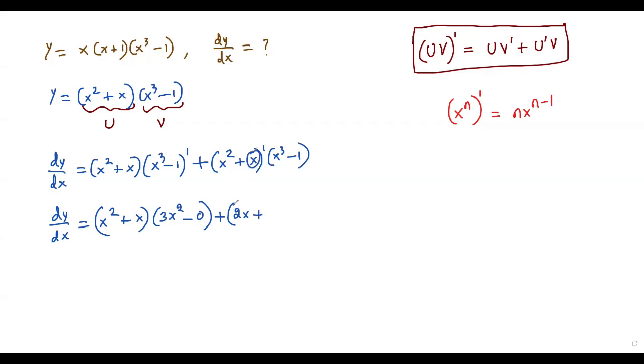The derivative of x with respect to x is just 1. So whenever I find the derivative of a variable with respect to the same variable, it will result in 1. Times x to the third power minus 1. Okay, now we have dy over dx equals x squared plus x times 3x squared minus 0, which is 3x squared.